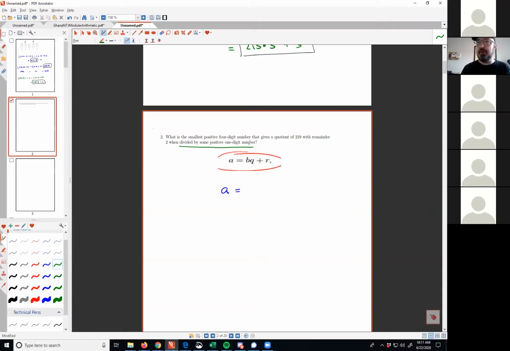But which one is the positive 1-digit number that we're looking for that I underlined in green? Which one of the variables? We're looking for B. Okay, so that's B.